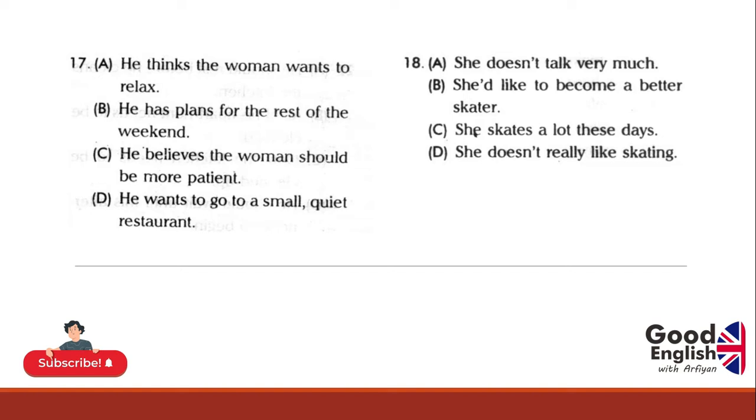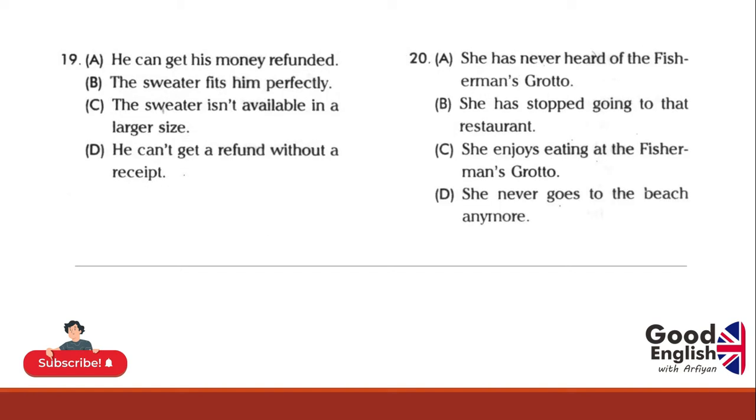Number 18. "Diane is always saying she loves to go ice skating." "Yes, but when's the last time you actually saw her out on the ice?" What does the man imply about Diane? Number 19. "I'd like to return the sweater because it's too small. I don't have the receipt with me, though." "You could exchange the sweater for another size, but if you don't have the receipt, I won't be able to give you your money back." What does the woman tell the man?